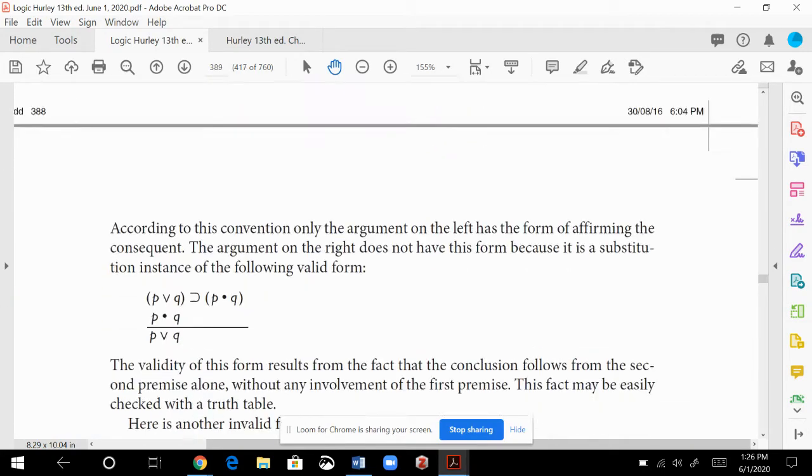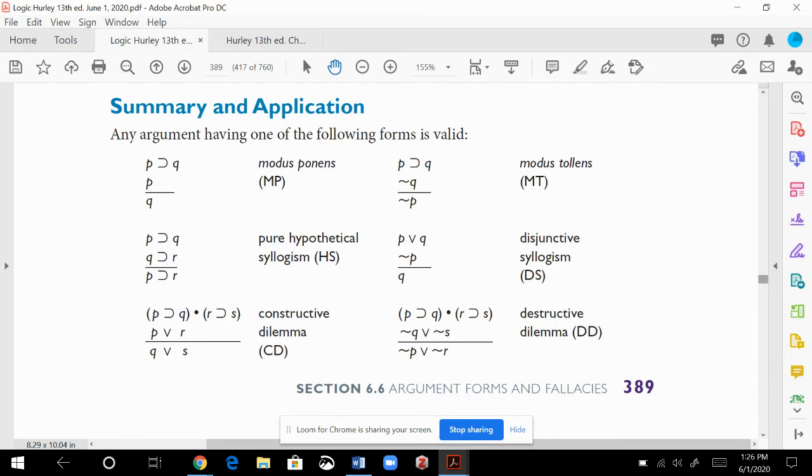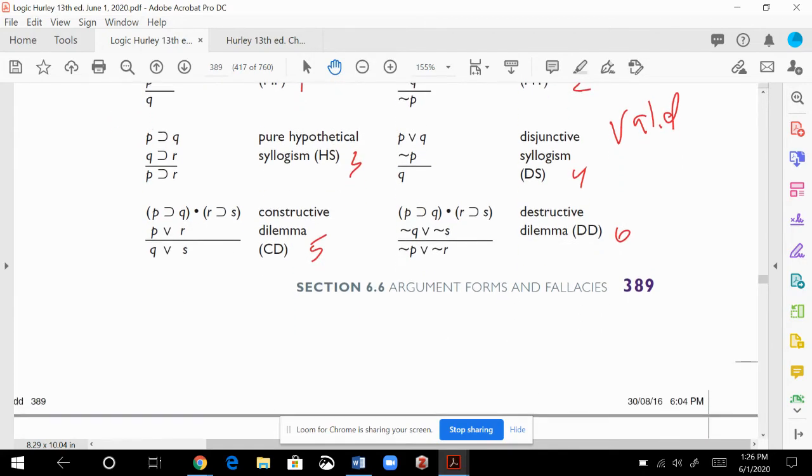Yeah, I won't look at all that stuff. There's a chart that I'm getting at. Here you go. Okay, summary and application. So we have modus ponens, that's 1. Modus tollens, 2. Hypothetical syllogism, 3. Disjunctive syllogism, 4. Constructive dilemma, 5. Destructive dilemma, 6. These are all what? These are all valid. They're the good forms.